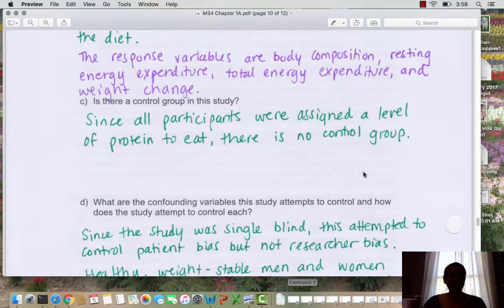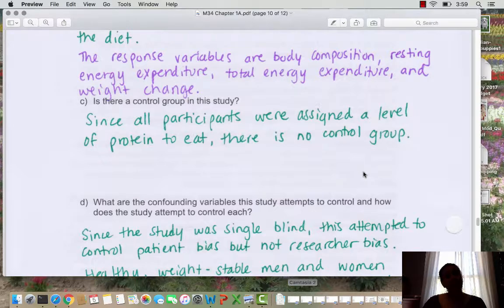Question C asks if there's a control group in the study. So since all participants were assigned this level of protein to eat, low, normal, or high protein, there is not a control group here. So you could argue the normal protein group is a control group, and I would take that as a reasonable answer as long as you explain your reasoning. But since they're also forcing those people to eat a certain diet, I'm going to say, in my opinion, there's not a control group here, because we don't know that the people would normally have eaten what they're calling the normal protein.